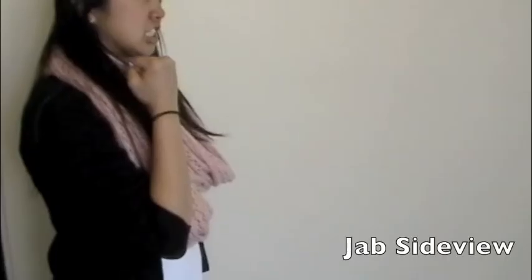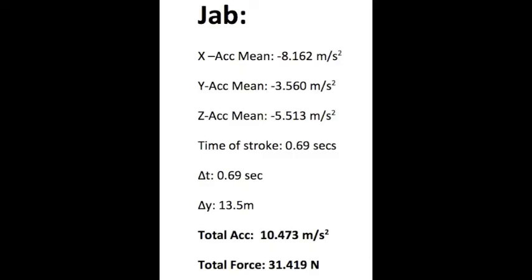Sergio's first stroke is the jab. This is an extremely fast stroke. The time of stroke is 0.69 seconds with a total acceleration of 10.5 meters per second squared, exerting a total force of about 31.4 newtons.